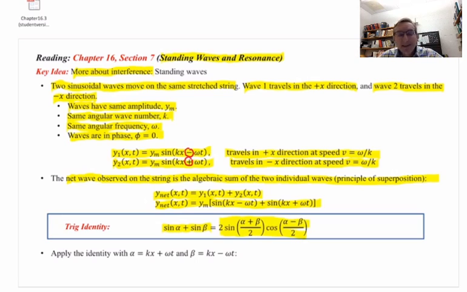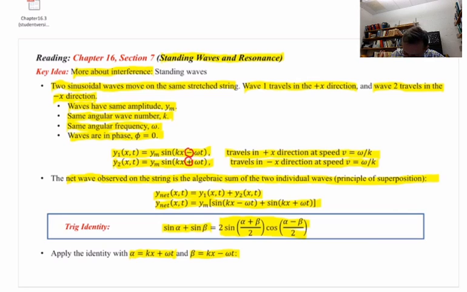The amazing thing is, I started with adding two sines, and I ended up with multiplying a sine and a cosine. Sine alpha plus sine beta equals 2 times sine of alpha plus beta over 2 times cosine of alpha minus beta over 2. That's what we're going to do, and we're going to let alpha stand for kx plus omega t, and beta will stand for kx minus omega t. Let's see what the trig identity gives.